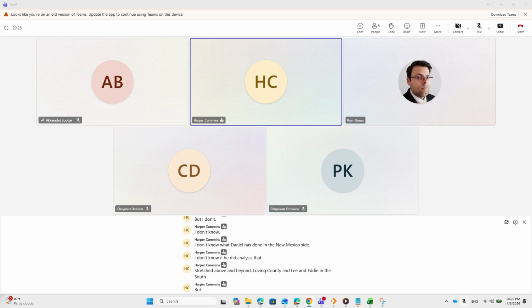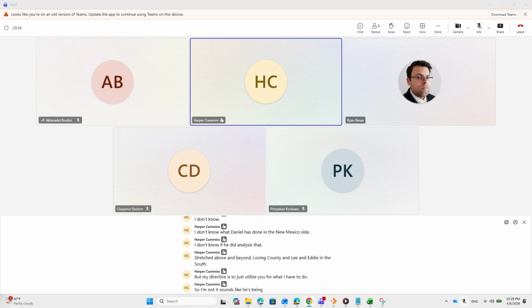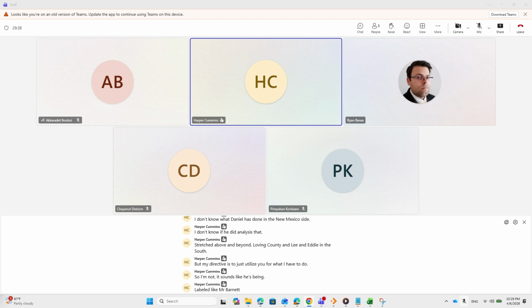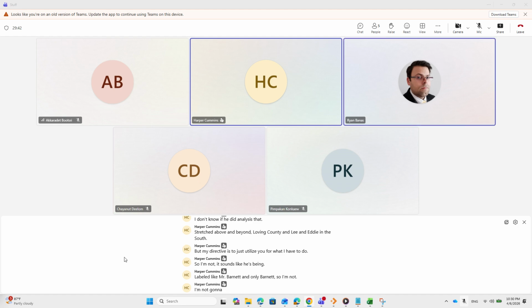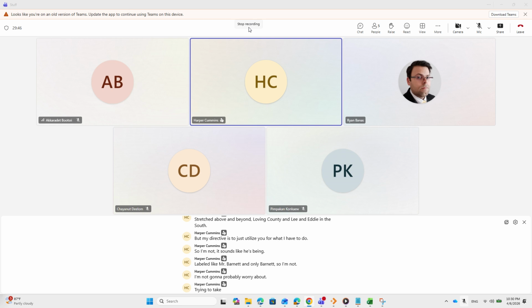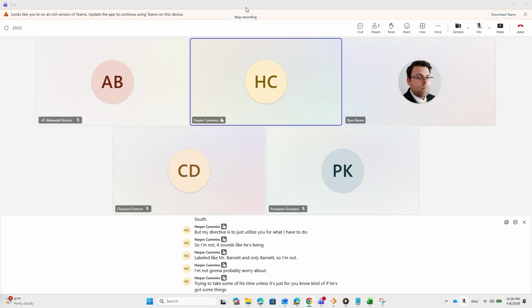But my directive is to just utilize you for what I have to do. It sounds like he's being labeled as Mr. Barnett and only Barnett, so I'm probably not going to worry about taking some of his time, unless he's got some things up his sleeve that he remembered doing when he was at Concho.